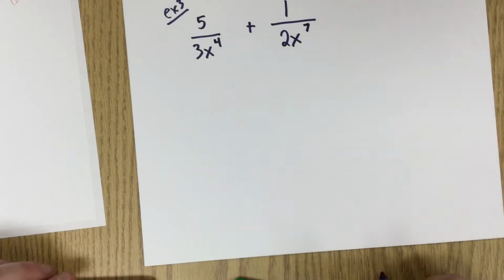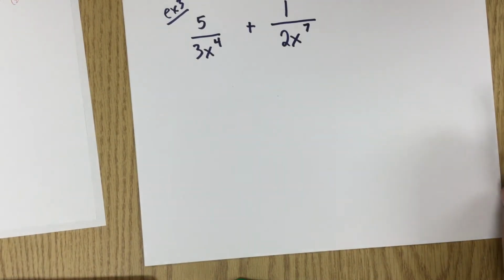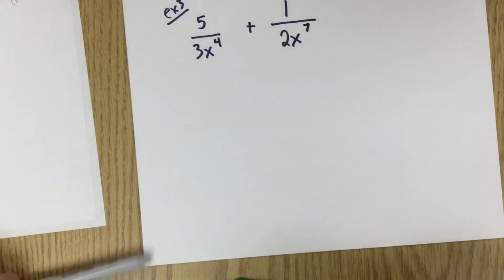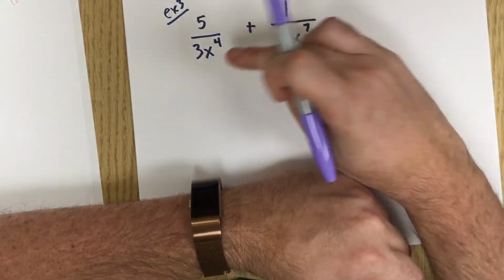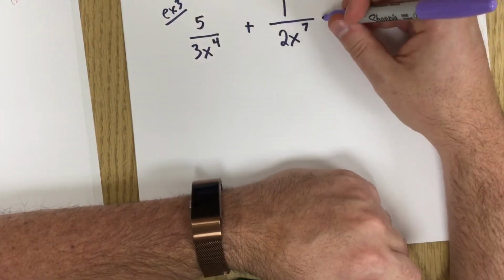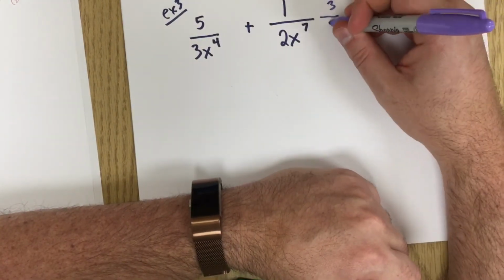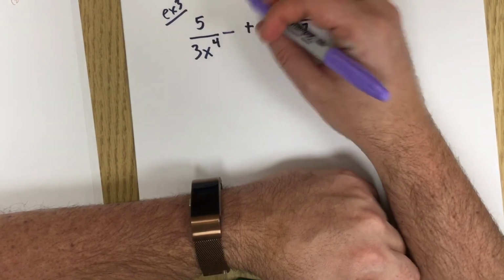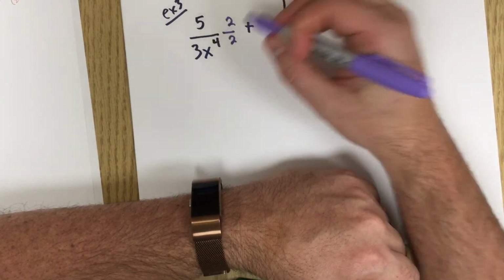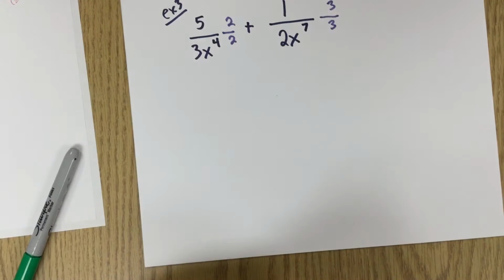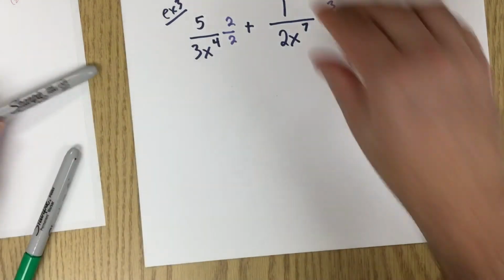So 5 over 3x to the 4 plus 2 over x to the 7. You could do this in one glorious thing, but I'm going to do it in 2 separate pieces. So we have the 3 and the 2, and we want to make the numbers the same. So I'm going to multiply this by 3 over 3, and I'm going to multiply this by 2 over 2.